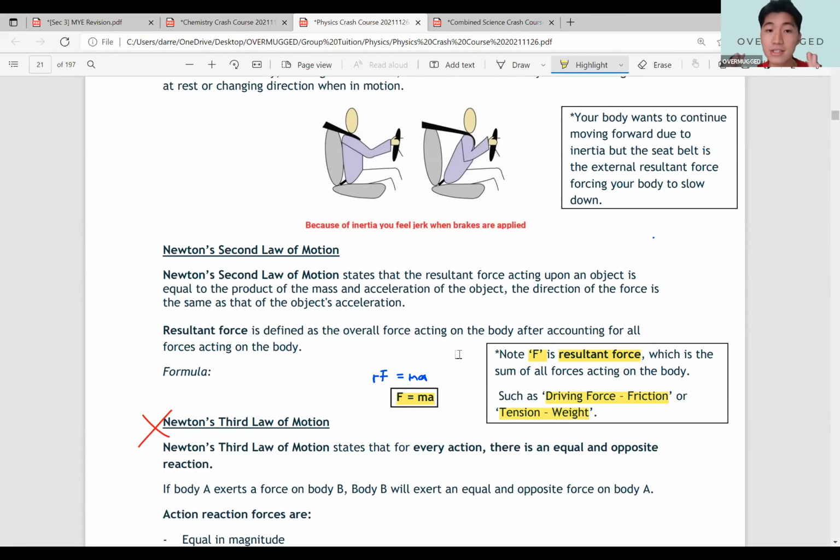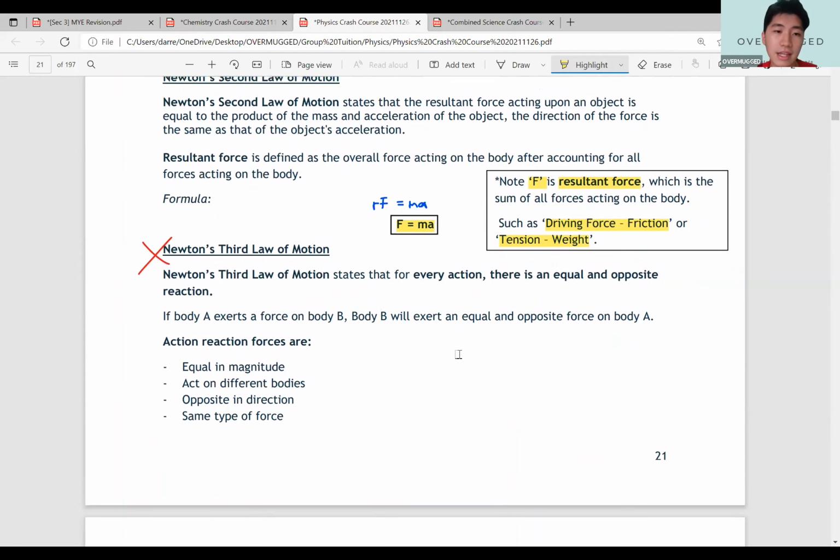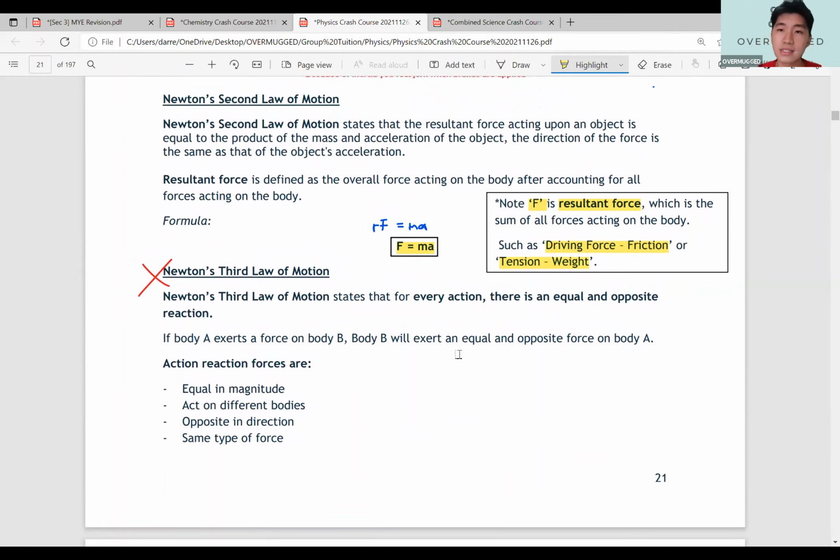Are we clear? So Newton's second law is not as simple as it seems. Remember, resultant force equals mass times acceleration. And finally, for Newton's third law, this is basically: I push you equals you push me. Okay, so what I'm trying to say is this.